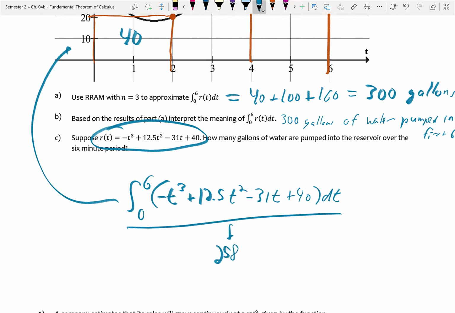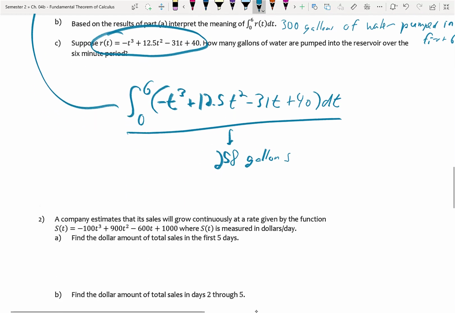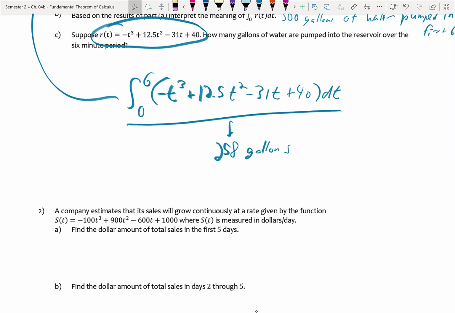Have you had practice typing in an integral into your calculator? If not, get that practice. It's good to know where that is, all the little nuances you have to do to make sure that you get it right. But that's about 258 gallons. We're going to move on because we're going to assume you guys have calculators and can type these things in now.